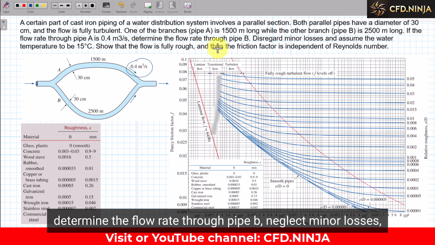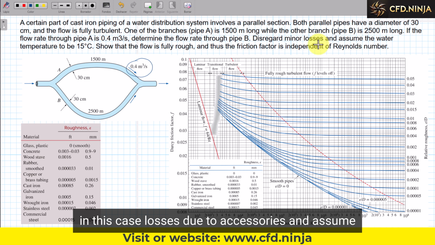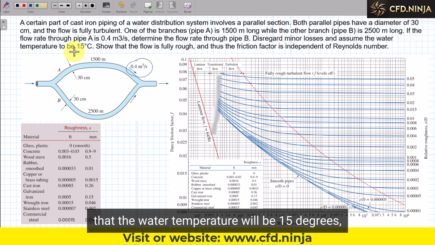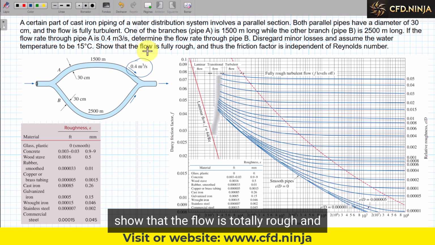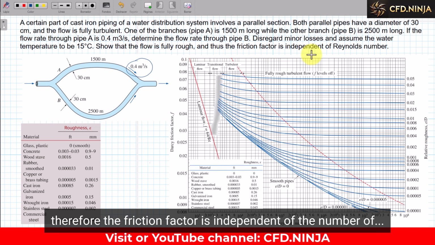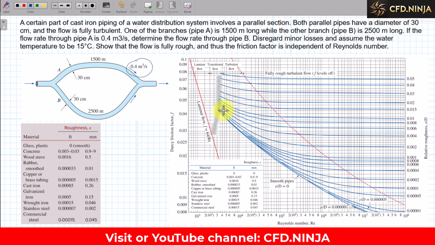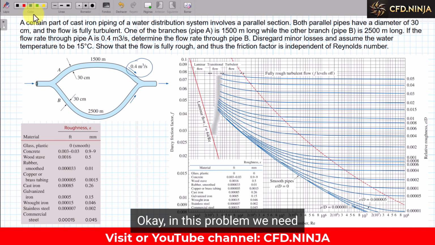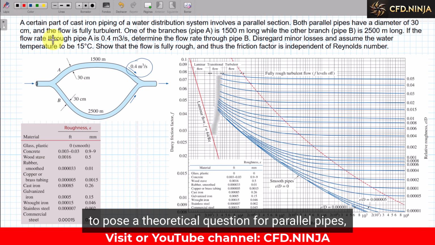Determine the flow rate through pipe B, neglecting minor losses, in this case losses due to accessories, and assume that the water temperature is 15 degrees. Show that the flow is totally rough and therefore the friction factor is independent of the Reynolds number. Okay, in this problem we need to pose a theoretical question for parallel pipes.